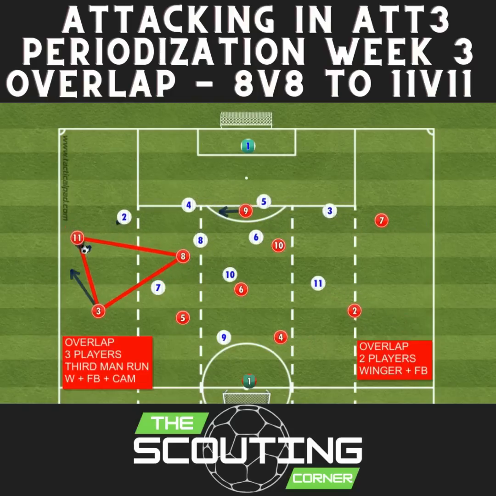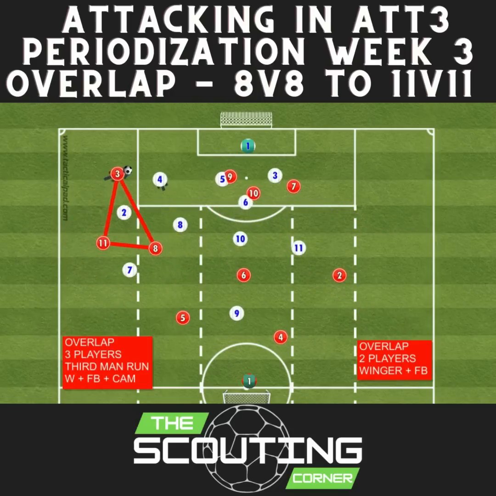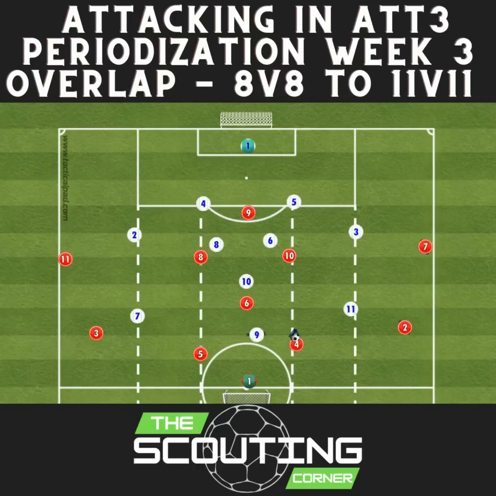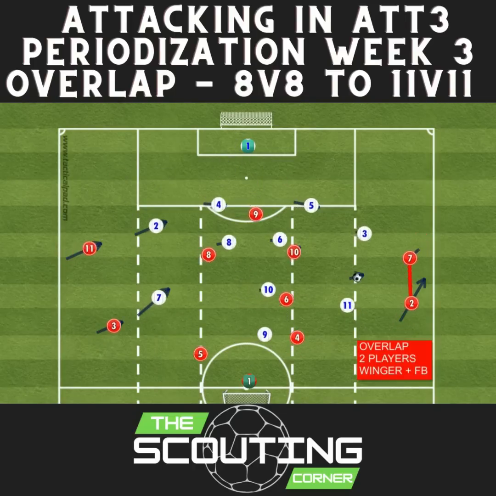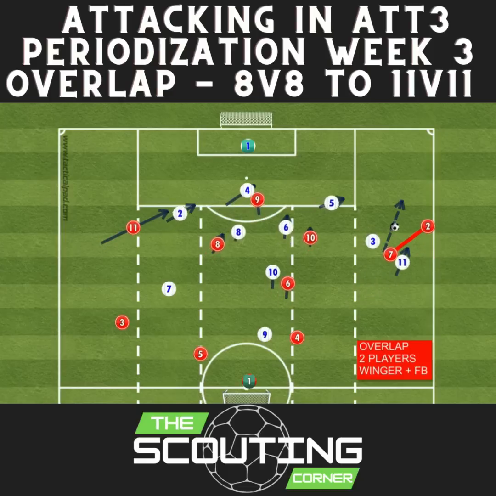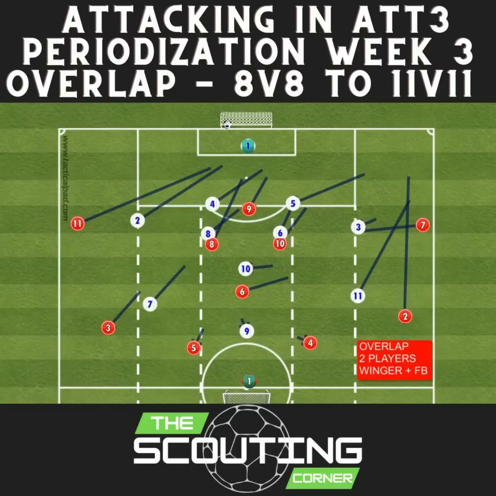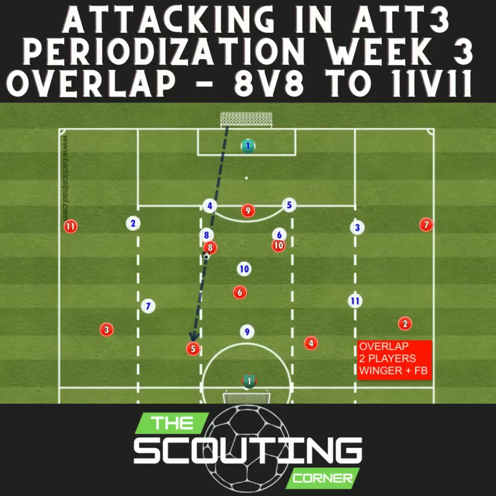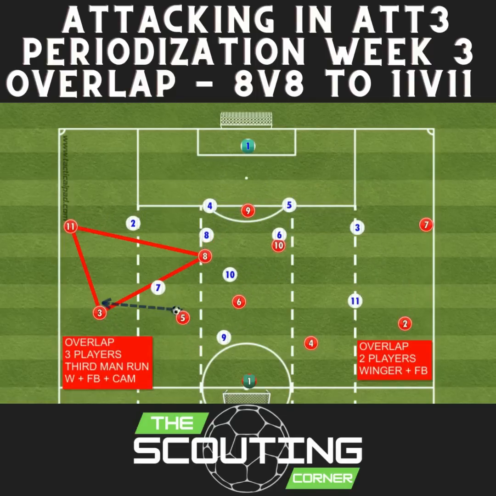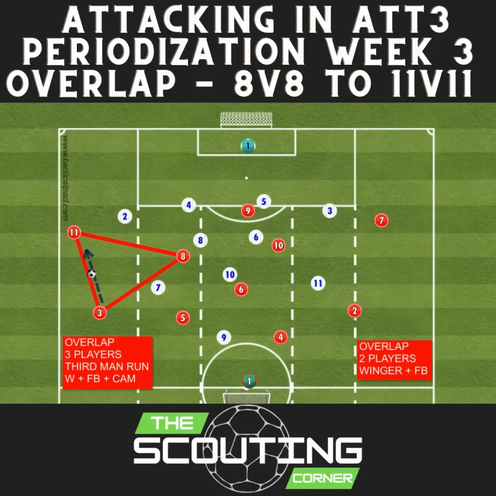Number 3, passing precision. Obviously, the ball carrier plays a very important pivotal role in this overlap tactic. So their pass must be perfectly weighted and placed ahead of the overlapping player. A good pass ensures the runner maintains their momentum and doesn't need to check their stride or their run, which could allow defenders to recover.